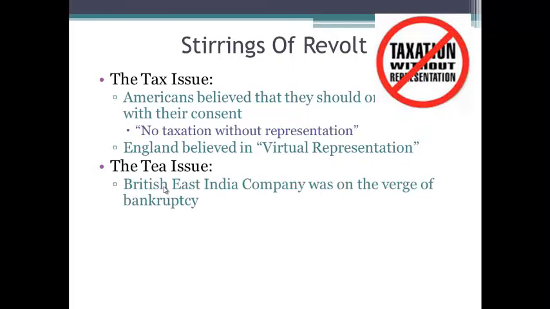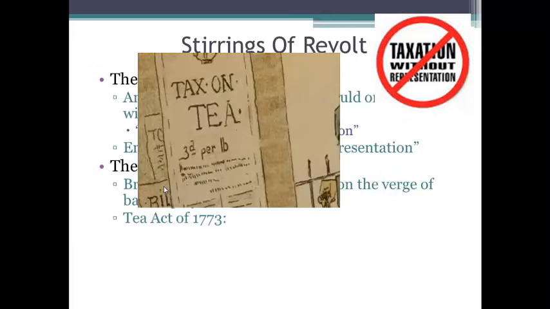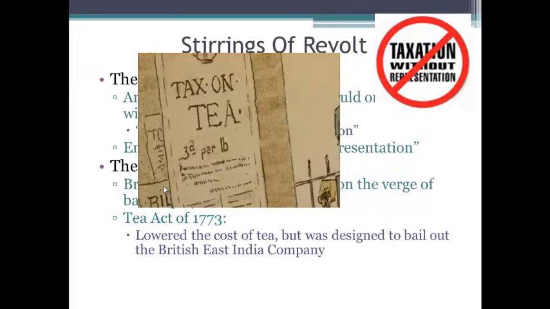The tea issue is still around, and it gets a little more complicated in 1773. We have a company called the British East India Company, and they are on the verge of bankruptcy. They're ready to go out of business. So Britain gives them a monopoly on the tea trade in the Tea Act of 1773. And it's a tax that is designed to bail out the British East India Company. Now, this is a very interesting idea here because this actually lowers the cost of tea. This tea is actually cheaper than smuggled tea, but the colonists still hate it.